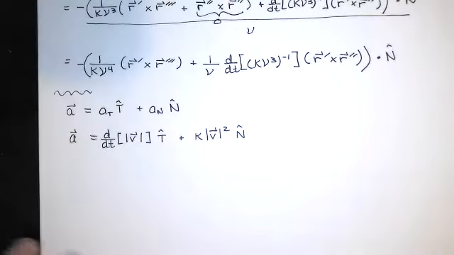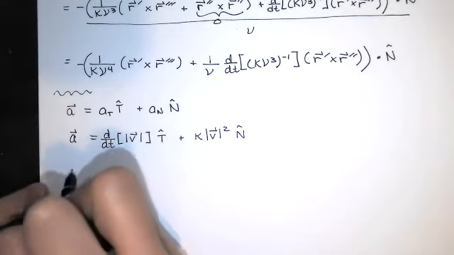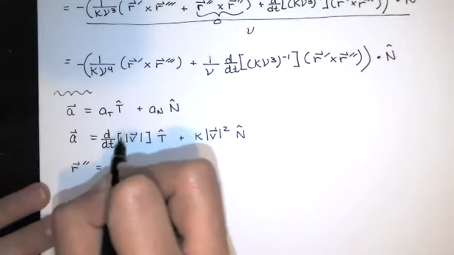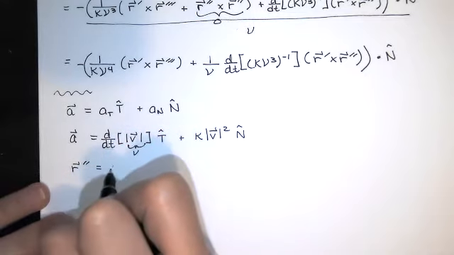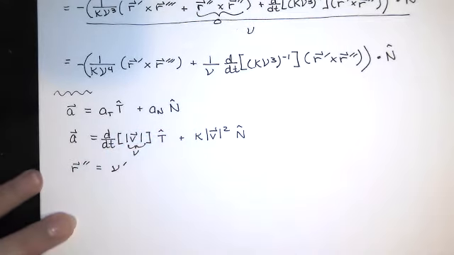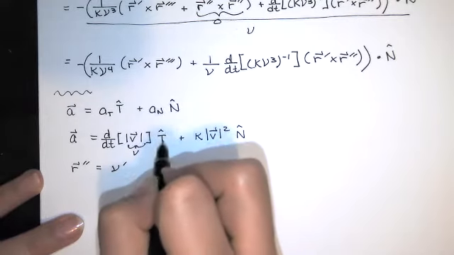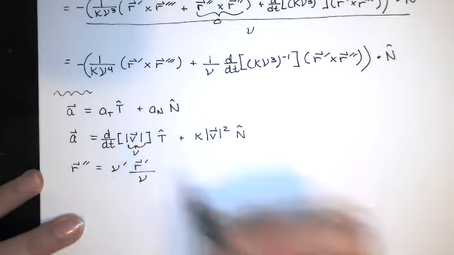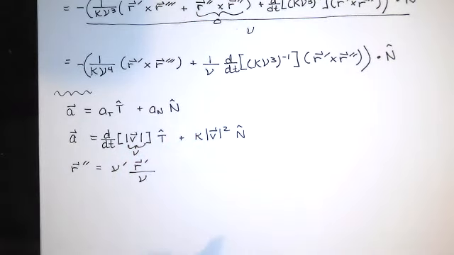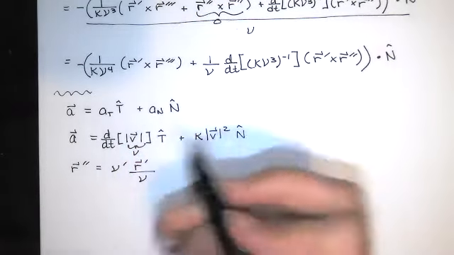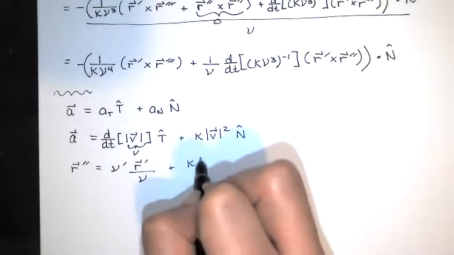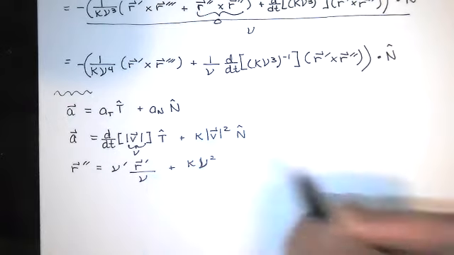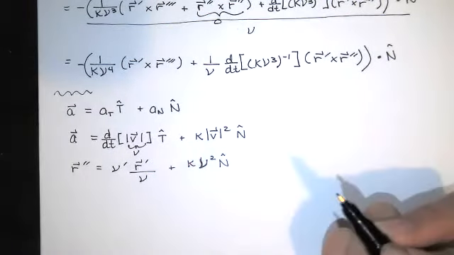And then we can solve for n hat. Well, acceleration is R double prime. And I'm going to call this nu again, and that nu prime for the derivative of nu with respect to t. And t hat is R prime divided by its magnitude, so there's an extra factor of 1 over nu there. And this is equal to kappa times the speed squared, so I'll call that nu squared times n hat.